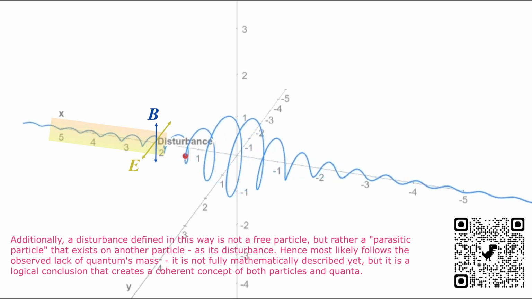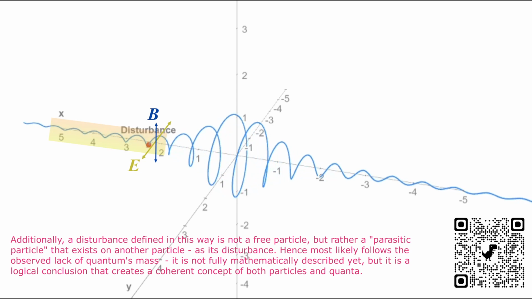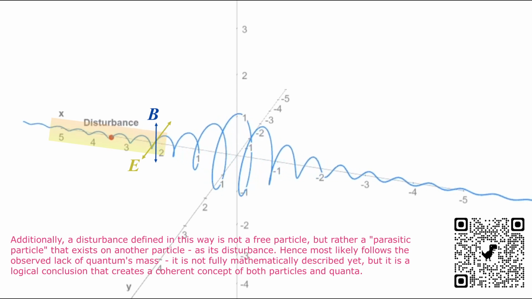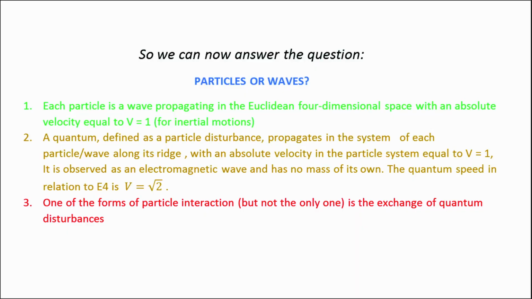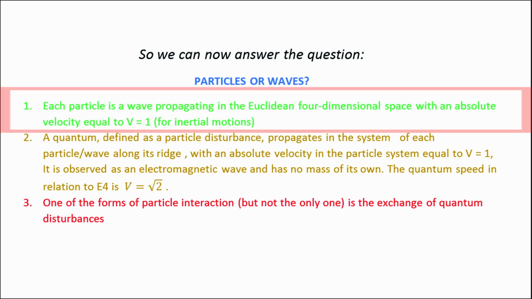It is not fully mathematically described yet, but it is a logical conclusion that creates a coherent concept of both particles and quanta. So we can now answer the question: particles or waves? Each particle is a wave propagating in the Euclidean four-dimensional space with an absolute velocity equal to 1 for inertial motions.